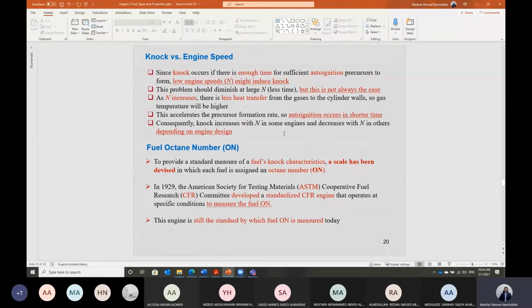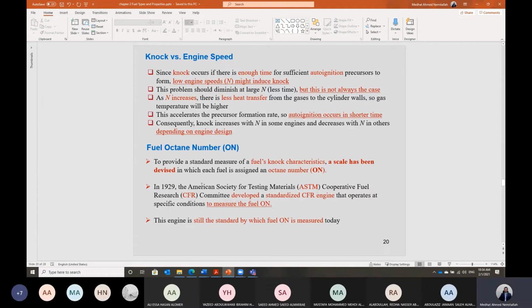If the fuel has a higher octane number, that means this fuel is resisting self-ignition, and it is resisting the knock. In case of a lower octane number, the case will be just reversed. This fuel does not resist self-ignition, and it will result in engine knock. But how do we measure the octane number of any fuel?